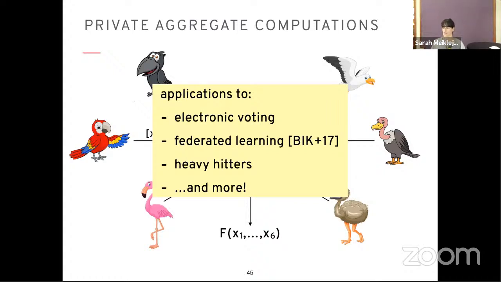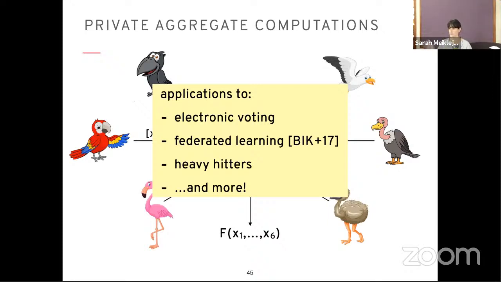So all these aggregate statistics are really useful for these companies, but we want them to be private, right? I should say, of course, when you're doing these kinds of things, you definitely need strong differential privacy guarantees. You don't want this aggregate statistic to reveal anything about any one user's behavior.